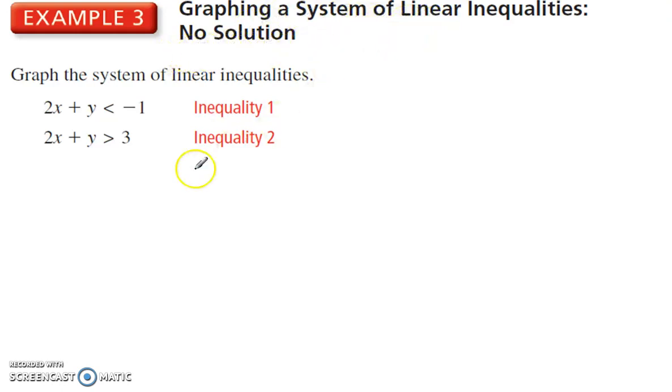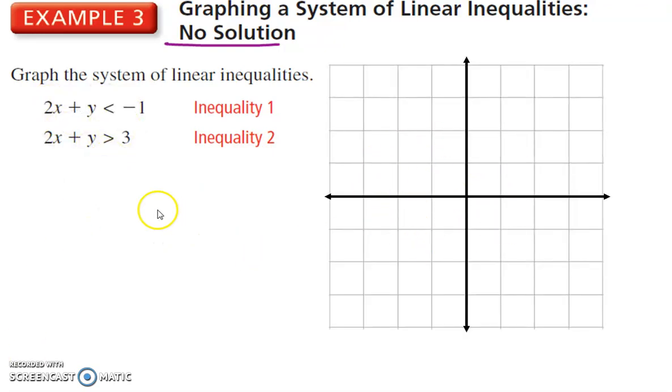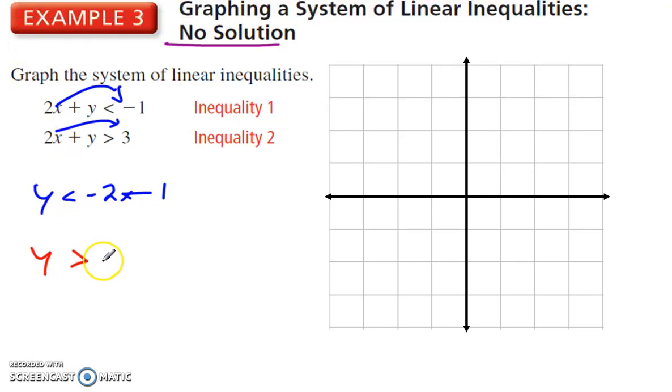Graphing a system of linear inequalities with no solution. What does that mean? Well, if I was to graph this on this graph that just magically appeared, the first thing I'm going to do is change this into slope-intercept form. So we do a little bit of moving around. Move this over there. Move this over there. We get y is less than -2x minus 1. And we get y is greater than -2x plus 3.